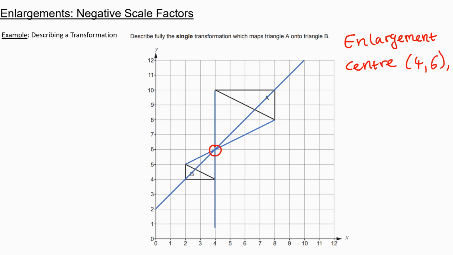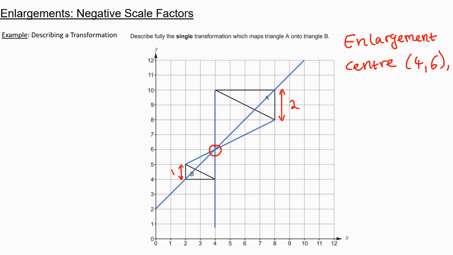And to describe the scale factor, well, if I look at the height of the triangle B, that's 1 unit. The height of triangle A is 2. Now we're going from A on to B, so 2 times 1/2 is 1. So we'd probably think, oh, the scale factor is 1/2.